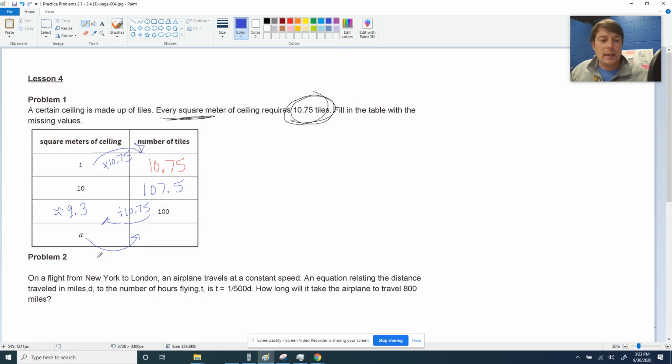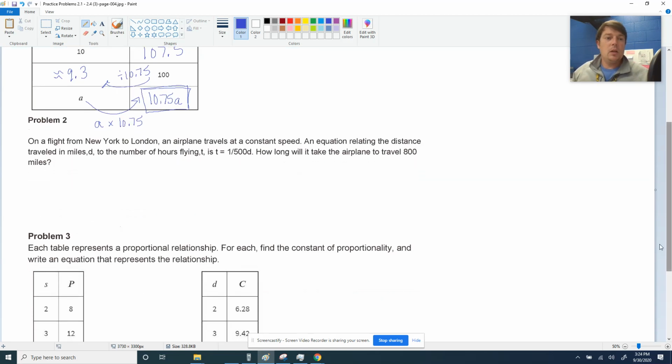Well, we know that we take A and we're going to be multiplying it by our constant of proportionality. And so in algebra, we have an expression to show multiplication with numbers times letters, and we just put them side by side with each other and the letter right next to it after the number first. And that's it. You just have to write that in that box. No math needed to be done. It's just saying that if I want to know how many tiles would be used, I would just multiply whatever A is by 10.75. That's all that's saying. So no more work on that one. Let's look at the next problem.